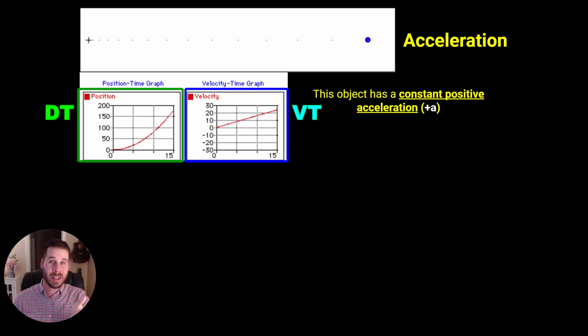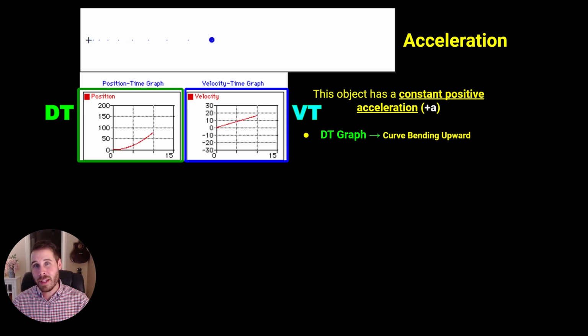Constant because, according to the velocity time graph, it's always gaining a consistent amount of speed each second. Positive because it's getting faster in the positive direction. And acceleration because its speed is changing. How can you recognize constant positive acceleration? Well, on a DT graph, it will look like a curve bending upward. And on a VT graph, it will look like a straight upward line. So this is an example of acceleration where an object gets faster and faster.